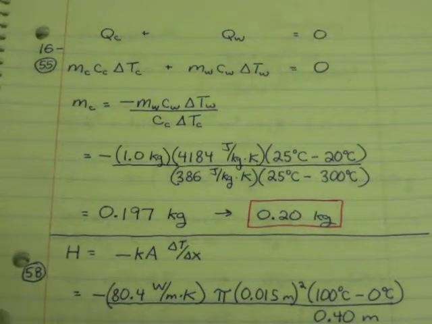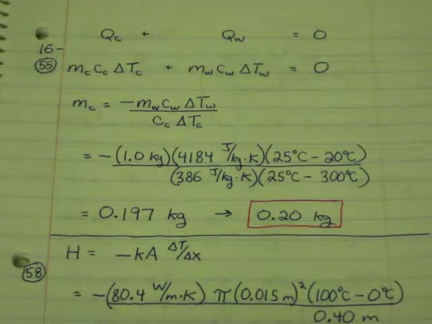Number 55. A piece of copper at 300 degrees Celsius is dropped into 1 kilogram of water at 20 Celsius.